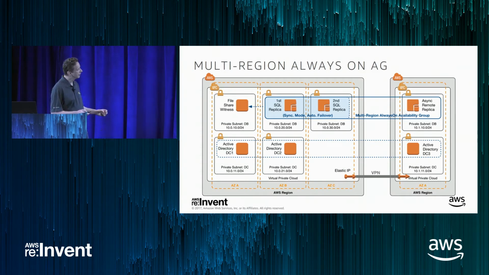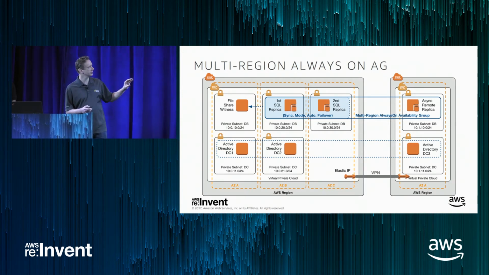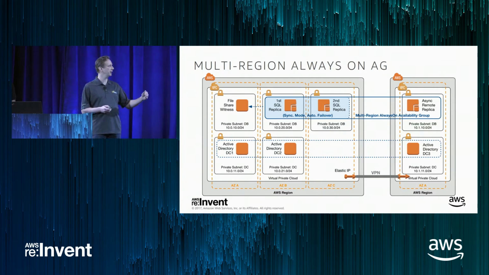If you want to expand that to another region, you'll notice on the left-hand side, it looks exactly like what we just talked about. But now what we've done is we created a VPN tunnel that enables us to extend that to the additional region, and we extend the Active Directory and extend the availability group. Now, I mentioned the low latency, automatic failover, high availability, all true when you're talking multi-AZ within one region. As soon as you go multi-region, now we recommend an asynchronous commit, and therefore you're doing a manual failover if that's the case, if necessary.